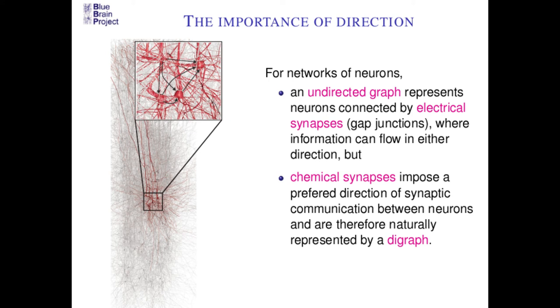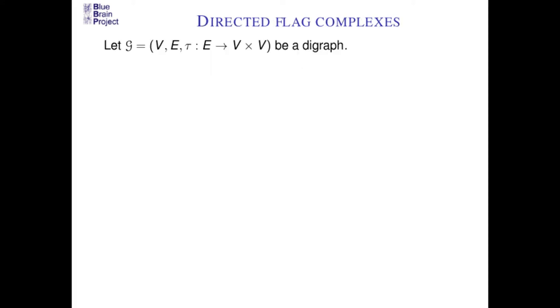So you really have a sense of direction from what they call a presynaptic to a postsynaptic neuron. And we want to take direction into account in a serious way. And so what we're going to do is represent this by a directed graph, or a digraph. So, consider a directed graph with a set of vertices V, a set of edges E, and a direction function tau that takes an edge to its starting vertex and its ending vertex. So this is going to be our digraph.